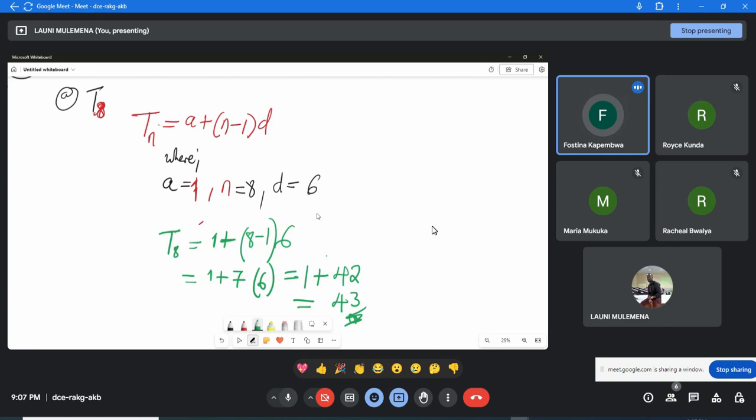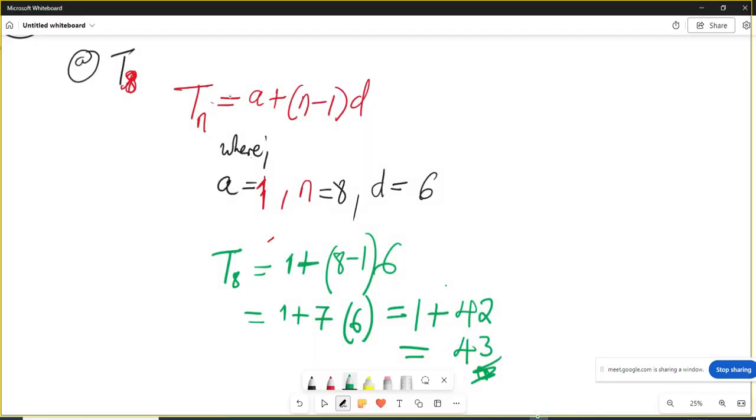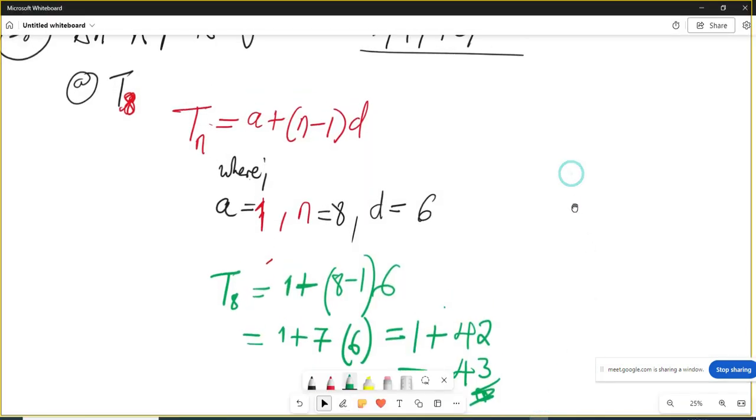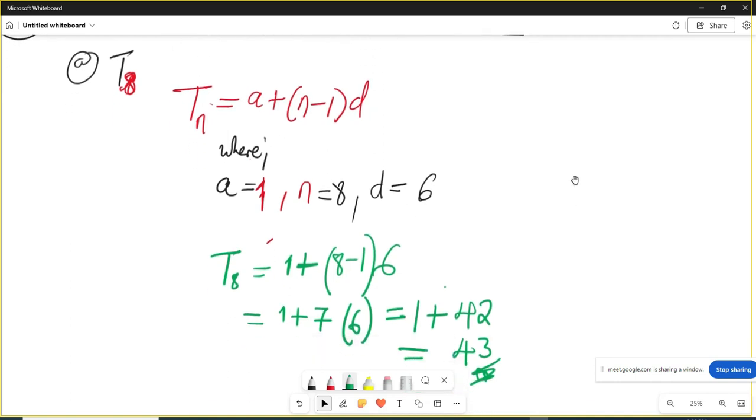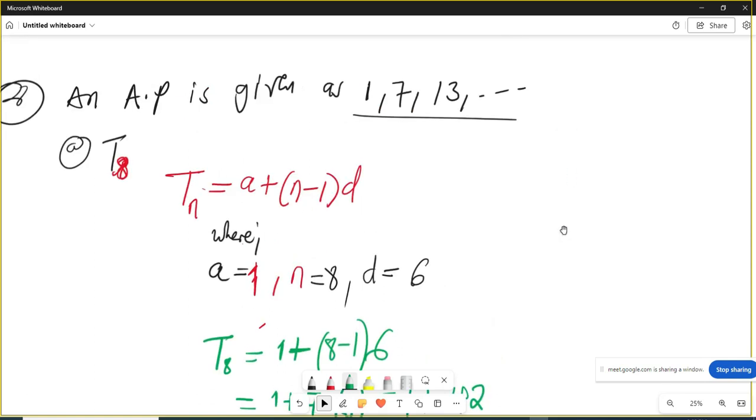Okay, sir. When you found the difference, which is 6, like this 43 that you found, if you were to prove it, if we were to write numbers from 1, 7, 13, and each time we add the 6, is it still giving us a 43 as the 8th term, or you just have to go about with the same formula and everything?